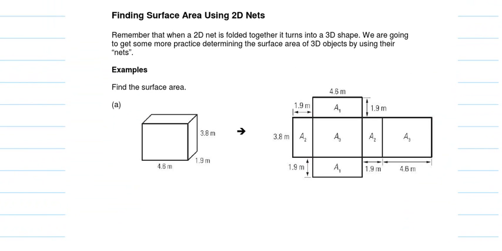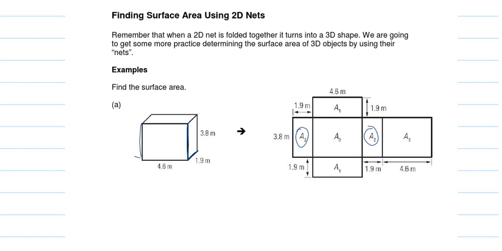Okay? So in this case, we have a rectangular base prism. All right? So if you think about this, what do I have here? I have the rectangle here, which is 3.8 by 1.9. Right? So this would be 3.8 by 1.9. How many of them do I have? 2. I have the one on this side, and I have the one on the other side. Okay? So this is going to be A2 for you.